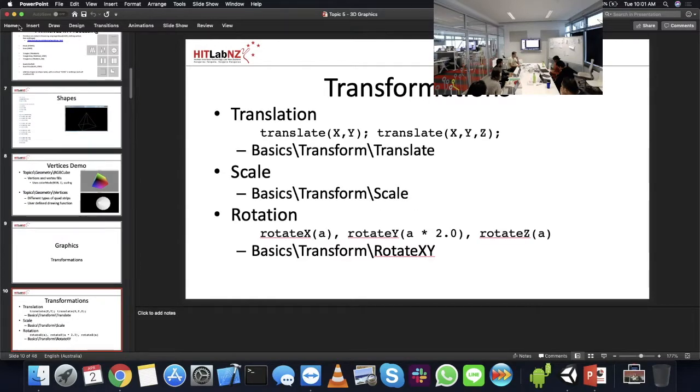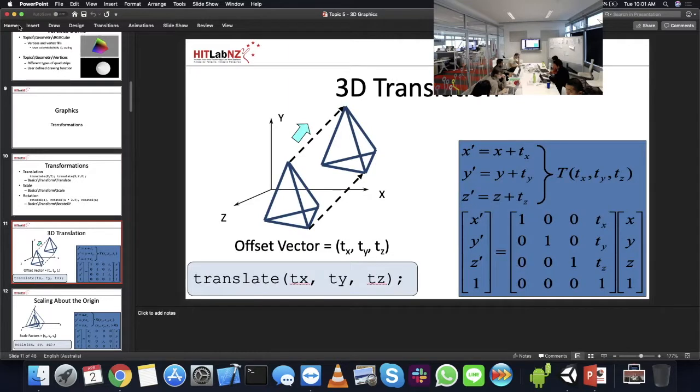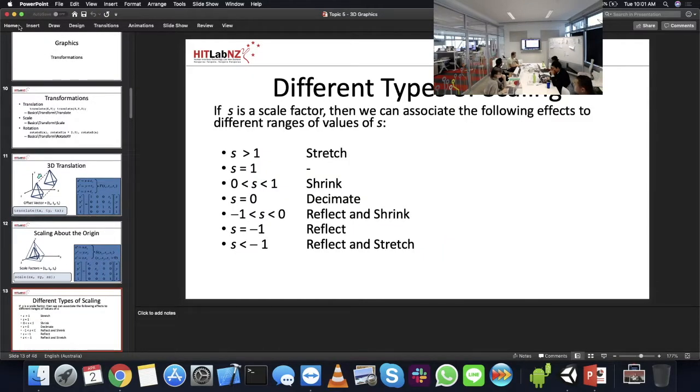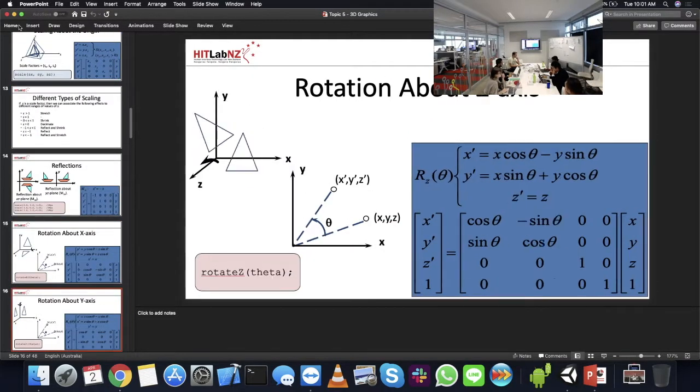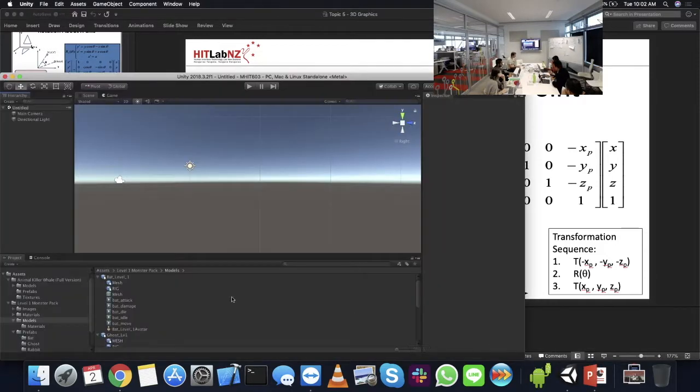And then we got into transformations. We talked about things like translation, scaling, and rotation. We looked at some examples of that, and we talked about what they mean, what the maths behind them is. I even went to the trouble of going through some matrix multiplication just to see if I could still remember how to do it. And then I think we finished up with rotation around a pivot point from memory. And we were looking as well at some examples in Unity in addition to the stuff in Processing.